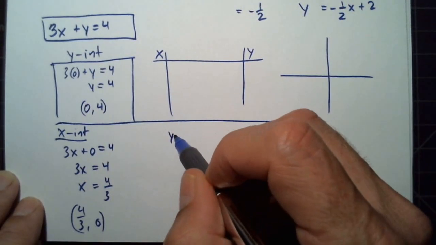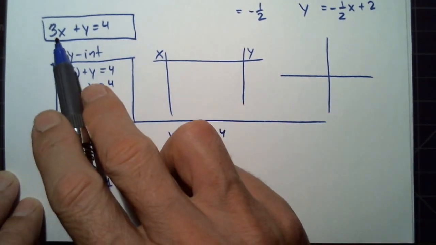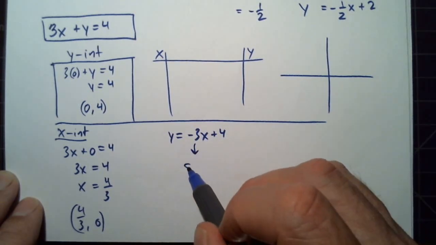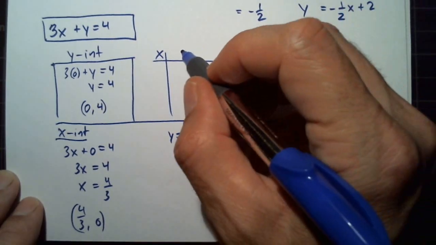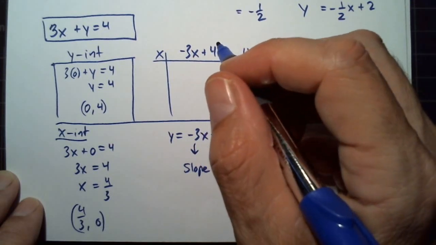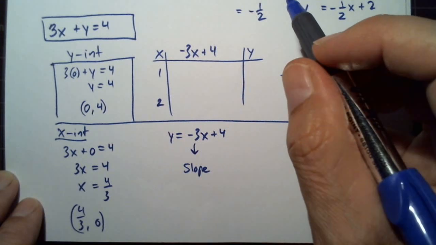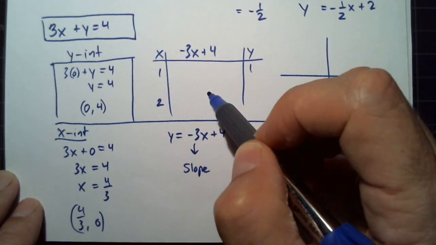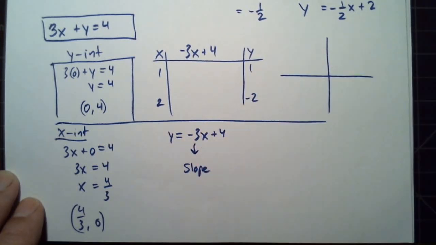If we're going to make a table, then we should get the y by itself. So if we subtract 3x, then we get this, and know that that is the slope. And there's the y-intercept. So if we were going to make a table, we could do this. If we substitute a 1, we get 1. If we substitute a 2, we get negative 6 plus 4, negative 2.